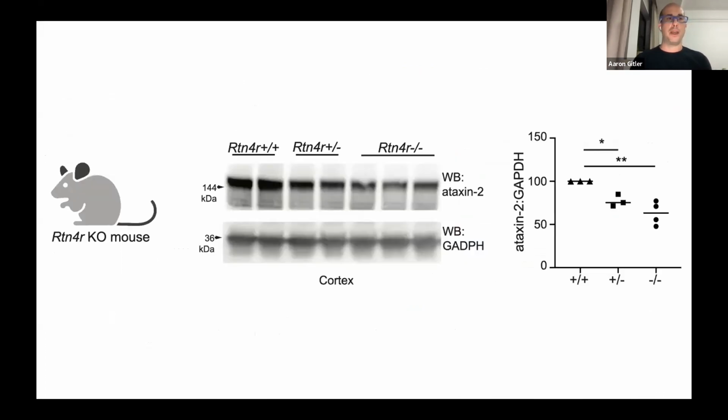And then Caitlin analyzed RTN4R knockout mice, and you can see heterozygous and homozygous knockouts have less ataxin-2 in their brain. So this is just what we're looking for. This knockout is viable and fertile. They just have less ataxin-2 in their nervous system. So perhaps RTN4R could be a therapeutic target.